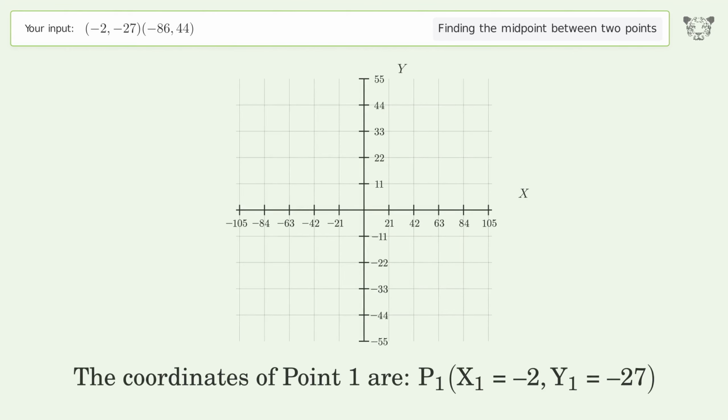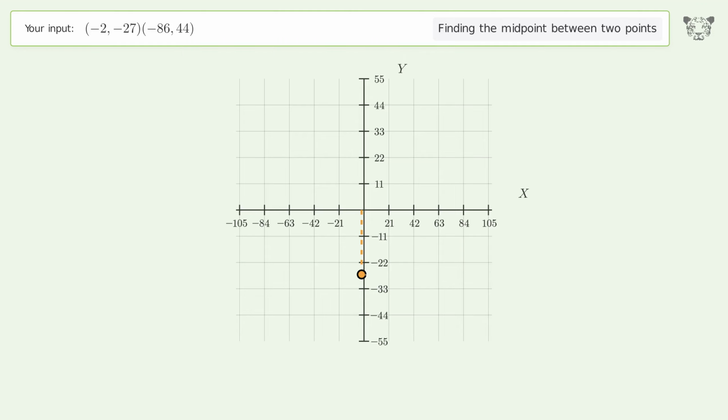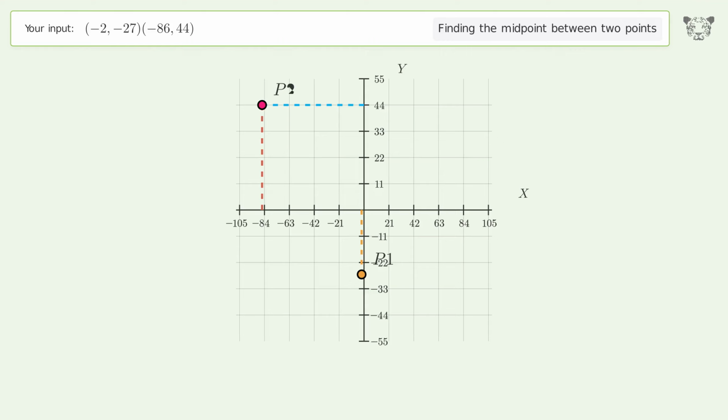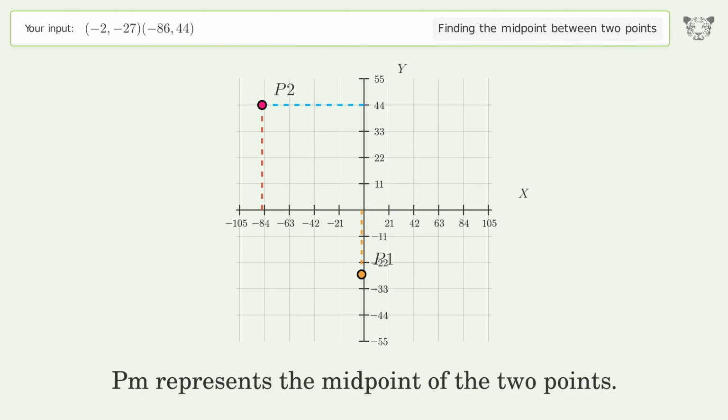The coordinates of point 1 are, x1 equals -2, y1 equals -27. The coordinates of point 2 are, x2 equals -86, y2 equals 44. PM represents the midpoint of the 2 points.